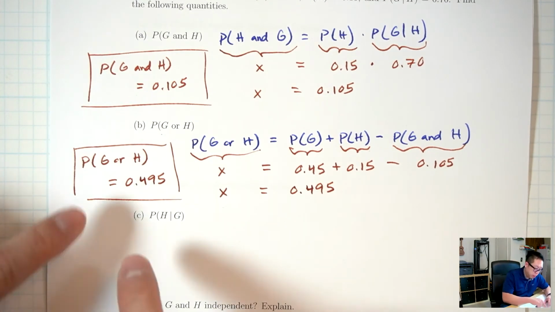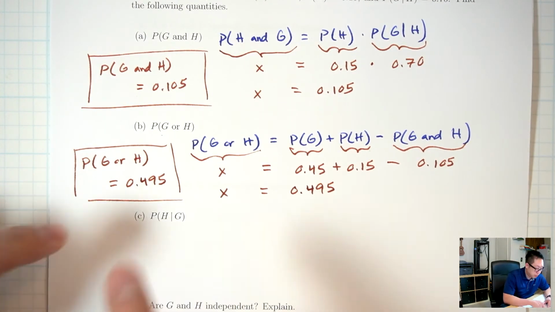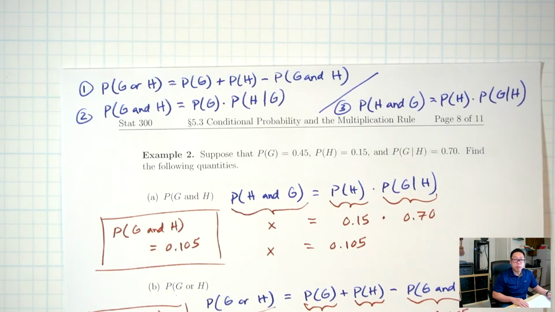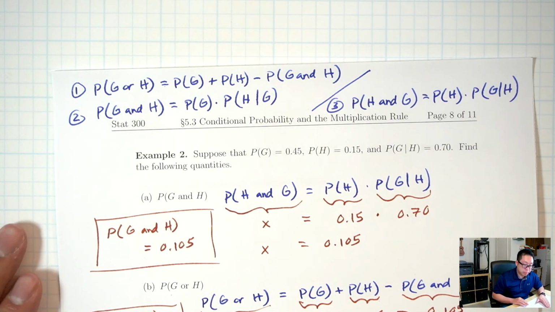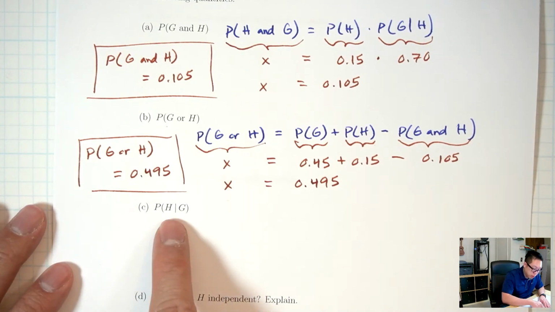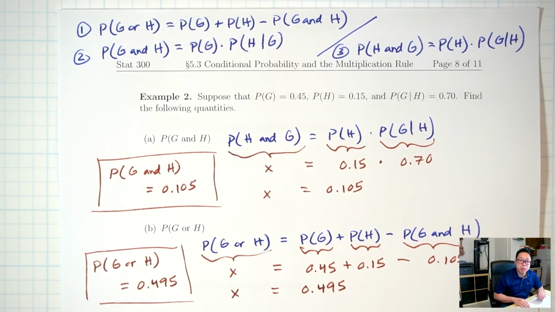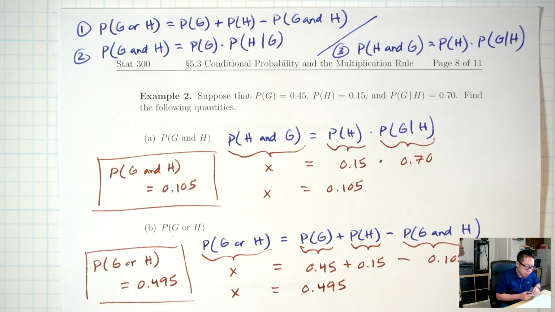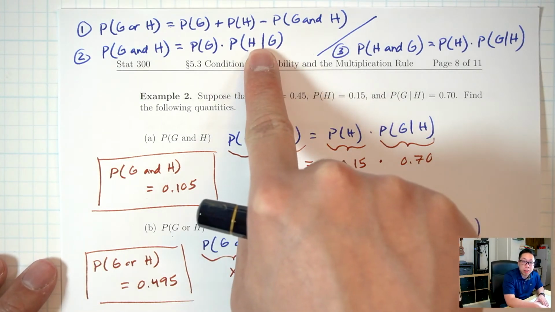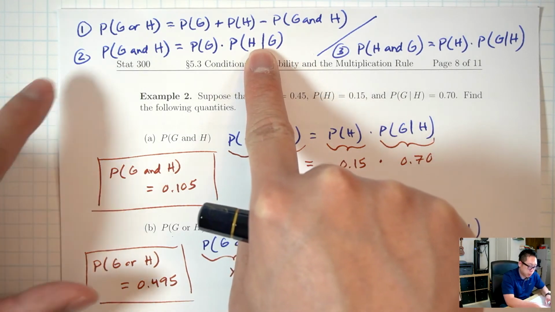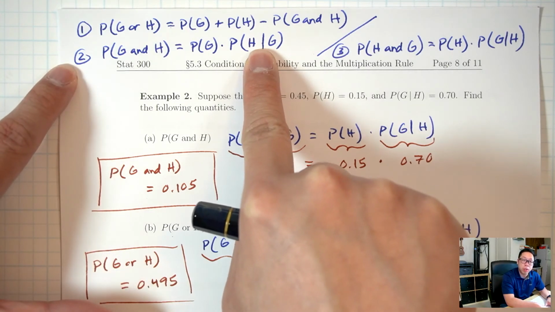Part C, probability of H given G. Okay, which equation has H given G? Remember for the givens, the order does matter, so you need to see exactly in that order H given G. Which equation has an H given G? I see it right here, and that's the only place. So you have no choice but to use equation 2. Okay, so let me recopy.